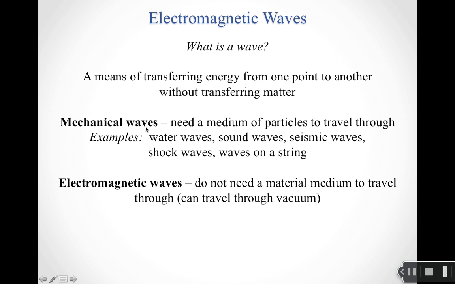Now, in 221, we focused on a particular type of waves known as mechanical waves. Mechanical waves are defined by the fact that they need a medium of particles to travel through. So water waves travel in water. Sound waves travel in air or water, or some fluid, or it can travel through a solid. But sound waves have to travel through some medium. Seismic waves, obviously these are waves that travel through the Earth's crust, travel through the Earth during earthquakes. Waves on a string, obviously they travel through the string. So all of these are examples of mechanical waves. All of these mechanical waves need a medium of particles to be able to travel through.